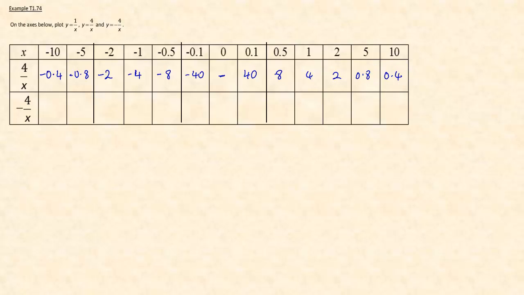Now, what's going to happen with these ones down here? Well, this is negative 4 over x, so they're just going to be the negative of these ones above. So that's going to be positive over here, 0.4, 0.8, 2, 4, 8, 40. And then over here they'll be negative, like so.